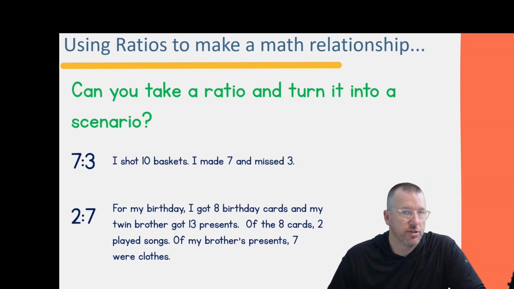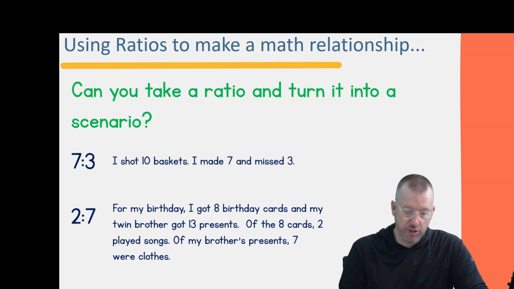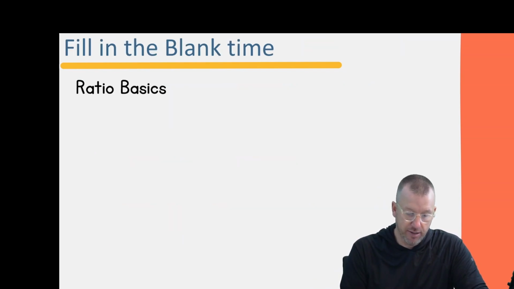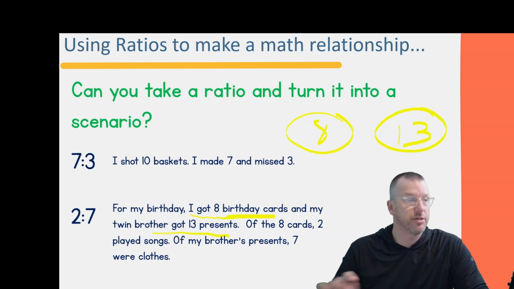Now, let's look at this scenario I created. For my birthday, I got 8 birthday cards. And my twin brother got 13 presents. So now, remember in those other examples we had 2 quantities? Well, here's a quantity of 8. So I had 8 birthday cards, and my twin brother got 13 presents. So we got these 2 groups. We got 8, and we got another group, we got 13, right?